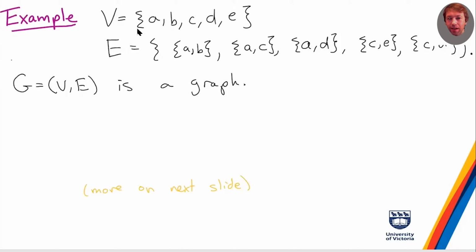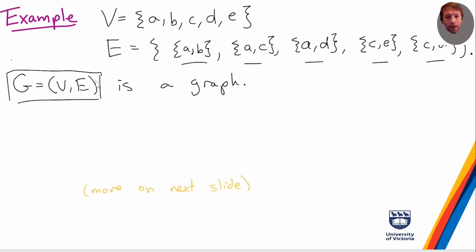So V is the set {A, B, C, D, E}, and E is the set... remember, E is a collection of subsets of size 2. So it's AB, AC, AD, CE, and CD. So technically, if I let G be the pair (V, E), then G is a graph. Okay, so this is just one example.